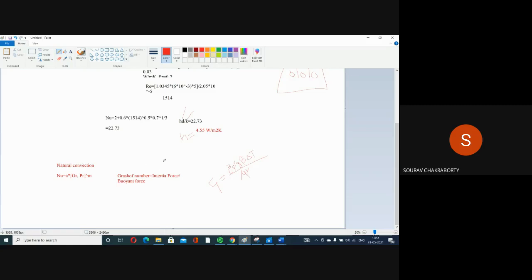This is equal to inertia force by viscous force. So this Grashof number we are going to utilize in calculating the convective heat transfer coefficient for natural convection. For this expression, you are going to use the values of A and m, which you can obtain from a standard chart on the basis of Grashof and Prandtl number. Grashof number you can calculate on the basis of this, and Prandtl number you can calculate on the basis of the formula that we know, mu Cp by K. So we can solve one numerical based on this.